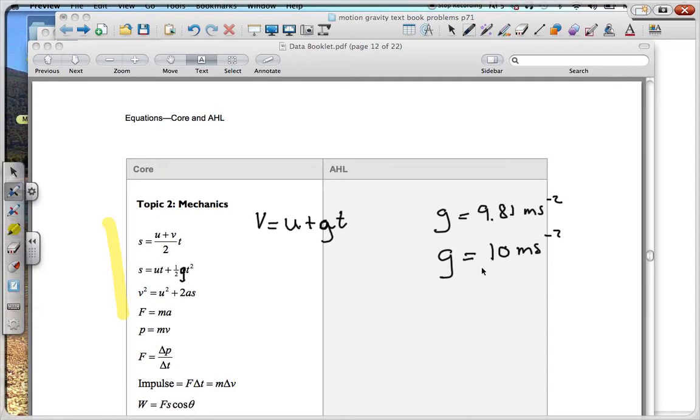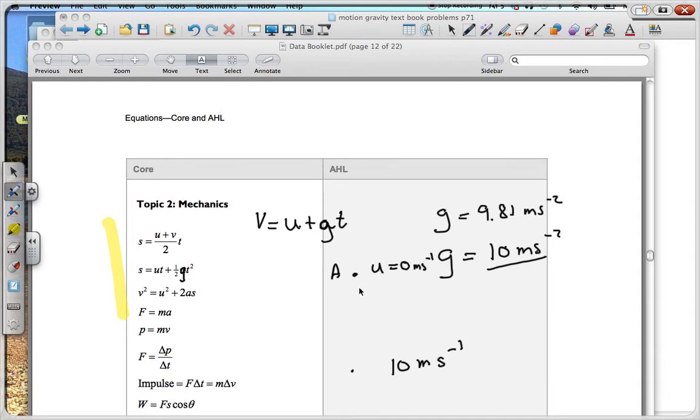Basically what this means is that if I drop something from point A and let it fall under the influence of gravity, in 1 second, if the initial velocity is 0 meters per second, its velocity would have increased to 10 meters per second, and in another second it would have increased to 20 meters per second. So every second the velocity is increasing by 10 meters per second.